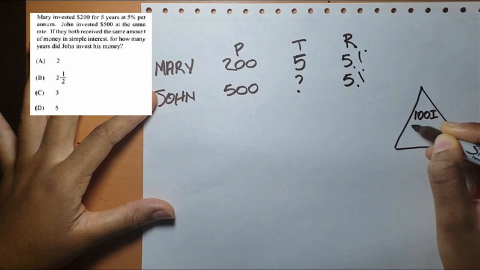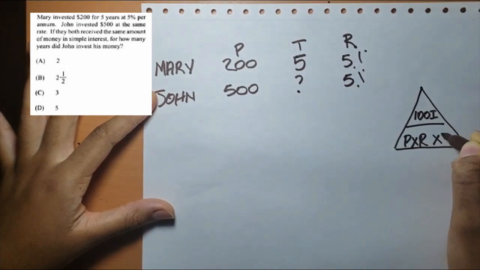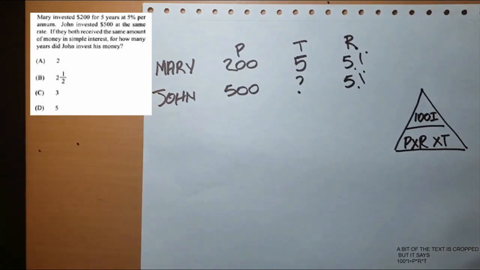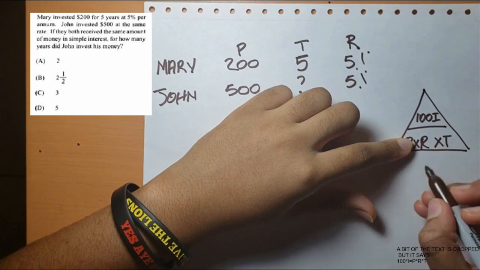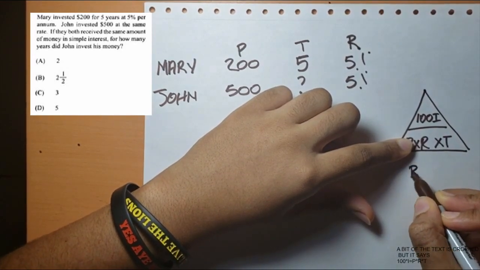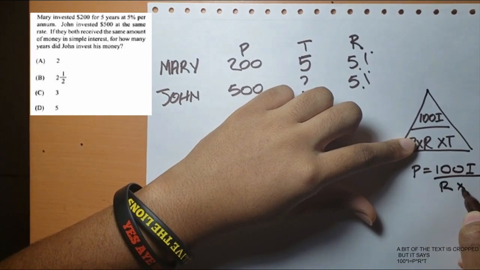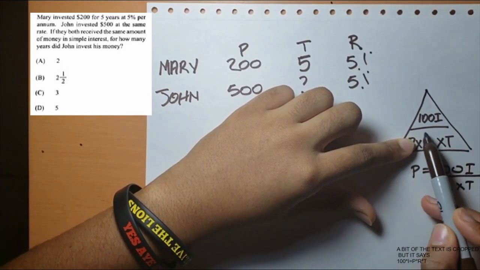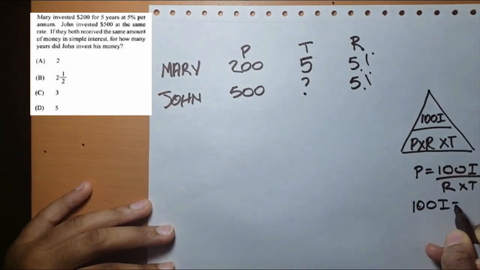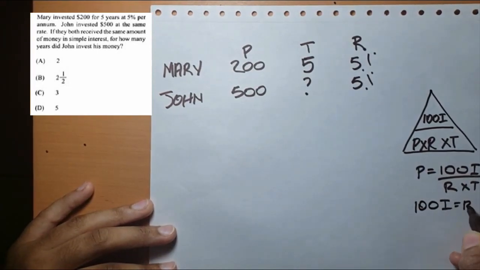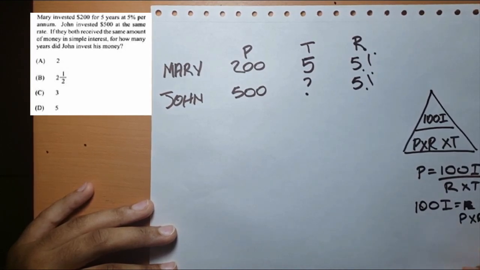So we have 100I, and P times R times T. The way we use a magic triangle is that if we're trying to find the principal, we put our finger over the principal and then we write what is left. So P is equal to 100I over R times T. This represents a division sign. To find 100I, it is equal to P times R times T.